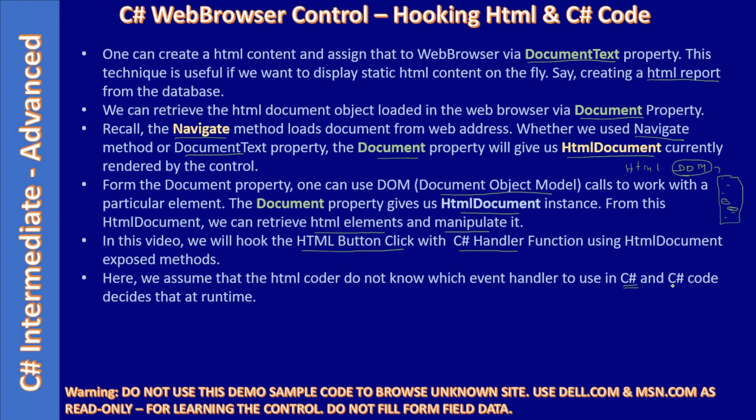So in this technique, in this video, the C# code decides that at runtime. That means it will retrieve the HTML button through the DOM object, then it will link the onclick event with the C# method.